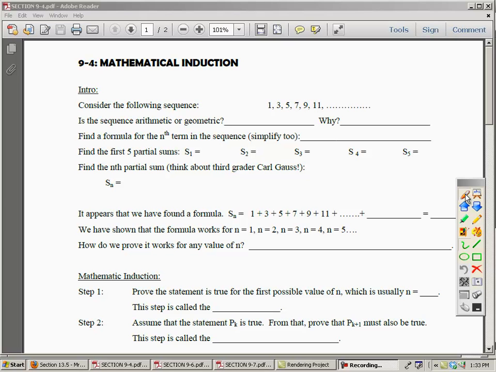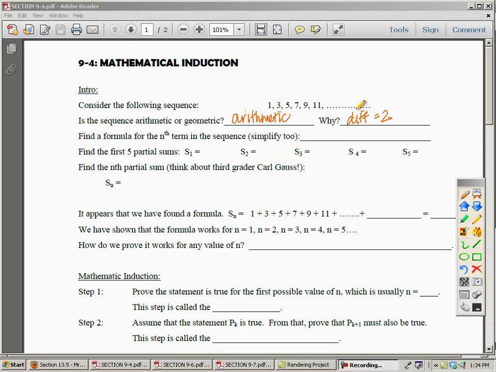Consider the following sequence. As I look at this, is it arithmetic or is it geometric? Well, if I look, how do I get from 1 to 3? I add 2. To get from 3 to 5, I add 2. To get from 5 to 7, I add 2. So therefore, it's arithmetic. Okay, it's arithmetic because our difference is 2. Or basically we're adding 2 each time.